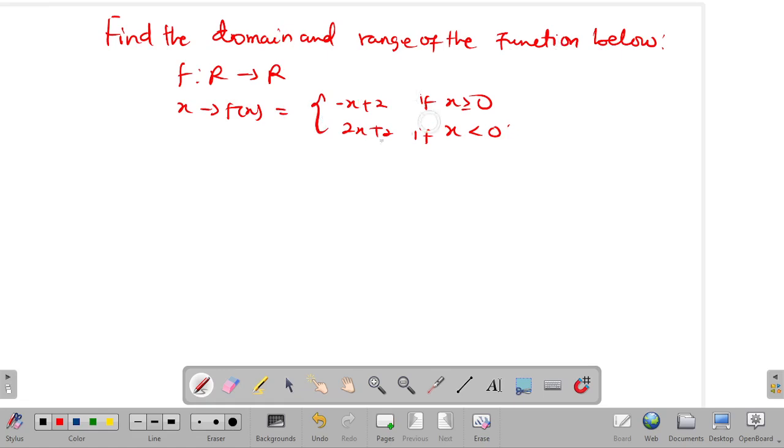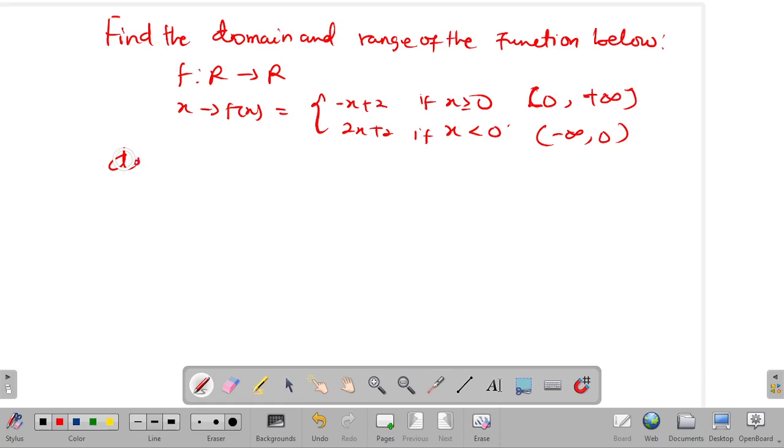So to find the domain and range of this function below, what type of function is this? This is what we call a piecewise function, okay? It has two different separate parts over a different domain. From 0 to positive infinity, the part of the function is negative x plus 2, and from negative infinity to 0, we are having 2x plus 2.